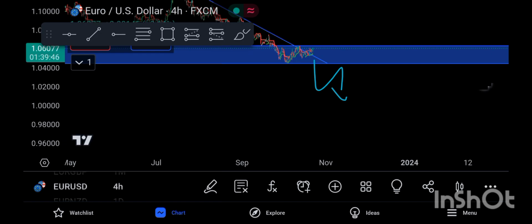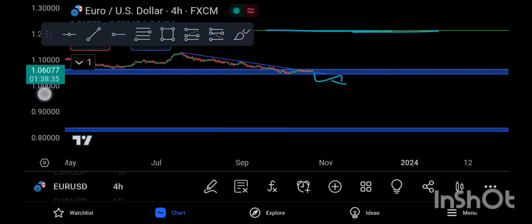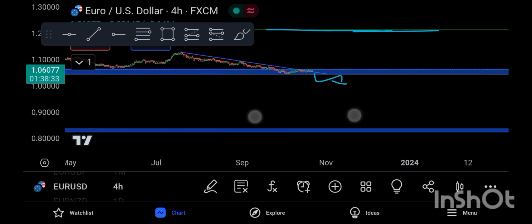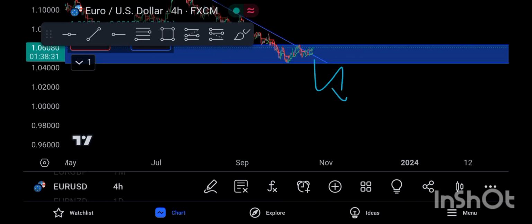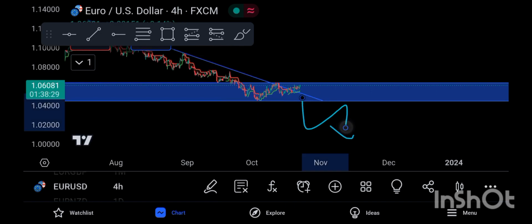So it's best to wait for a break and a retest to confirm the breakout is legitimate, and then we can take a sell trade down to the next zone. But until then, our bias is a buy. We're looking out for a buy trade.